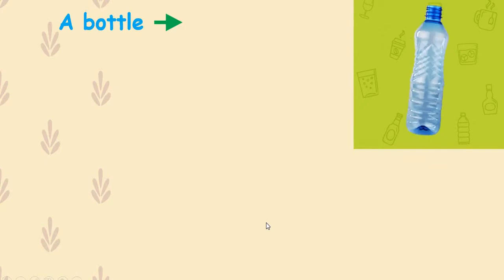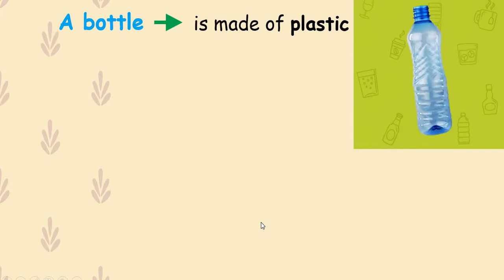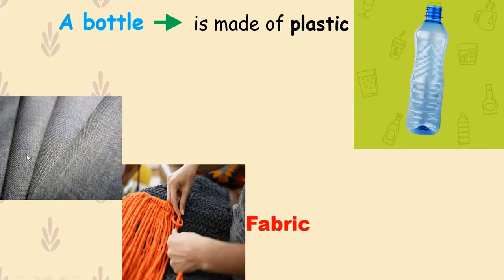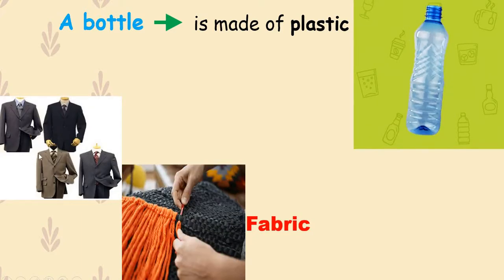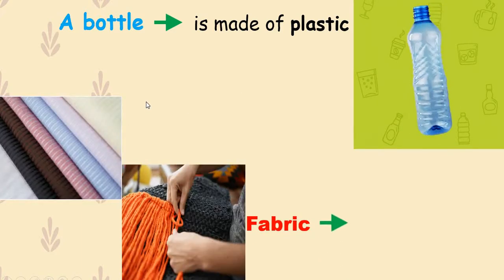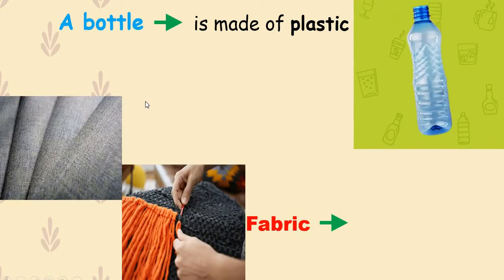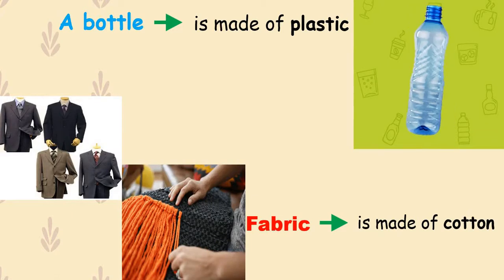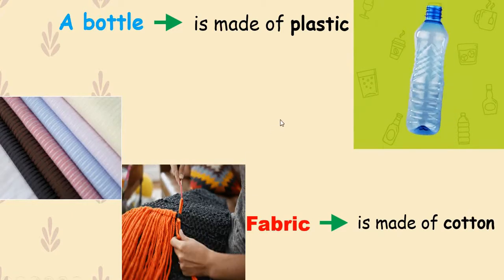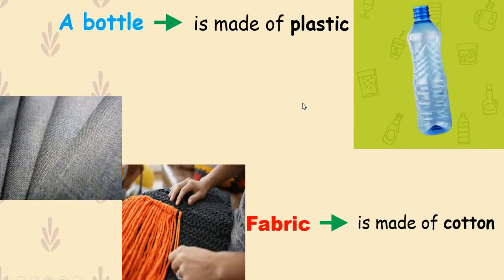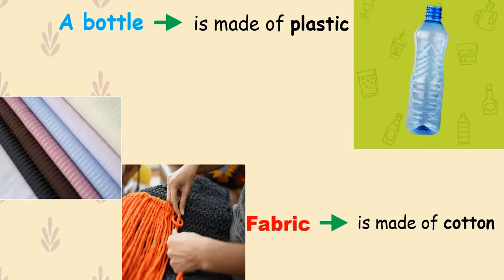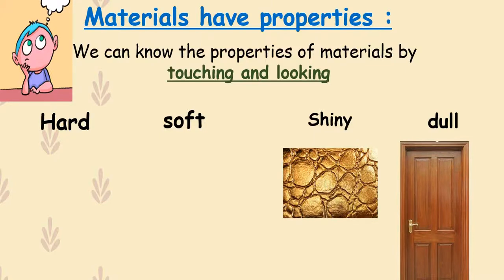This bottle, what do you think it's made of? Yeah, I hear you. Made of plastic. The fabric, you know fabric? This is fabric. We then take it to make clothes. So fabric, what do you think it's made of? Yeah, made of cotton. Okay, so fabric is made of cotton. Bottle made of plastic. One material and one material. So the object may be made of one material or more than one material.